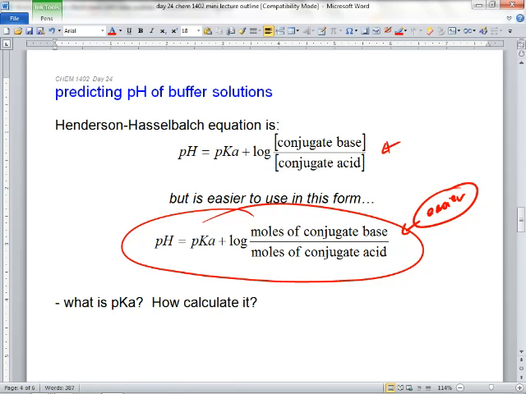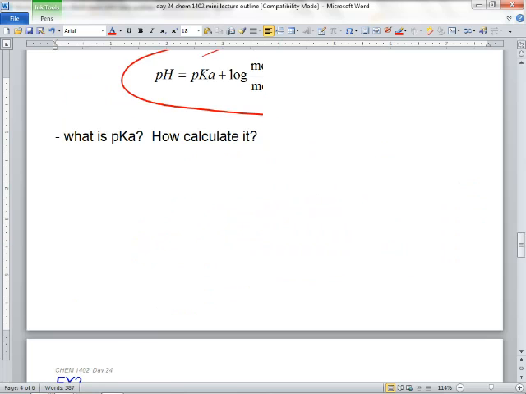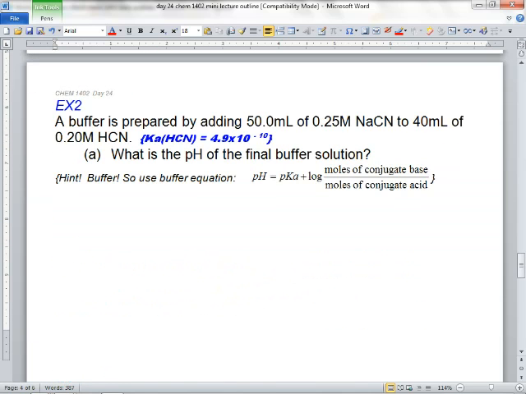What was negative log of OH? So then pKa must be negative log of Ka. So that's the little p function. The little p function just means negative log. Negative log of Ka. Where do you get the Kas? Yeah, all that list of tables of Kas. Right. Okay. This is what the problems look like.